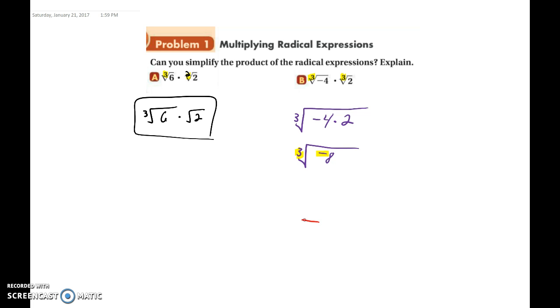And then the cubed root of 8. So what number times itself 3 times will be equal to 8? Well, 2 times 2 is 4, and 4 times 2 is 8. So we know it's going to be -2. So the cubed root of -8 is -2. So this expression, the cubed root of -4 times the cubed root of 2, is equal to -2. All right, and that's it for this video.